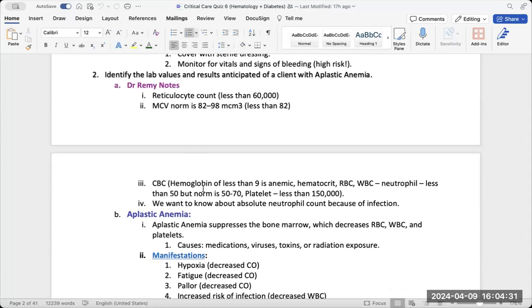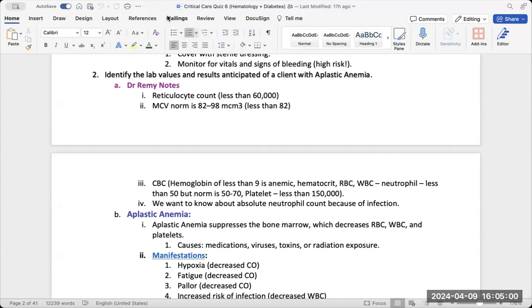So for this specific question, I want you to think they have basically pancytopenia, right? They have a decrease in everything. White blood cells, red blood cells, platelets. So we have to think about, right? Not only do we have to worry about activity intolerance for someone who has aplastic anemia, we also have to put them on neutropenic precautions because they're at risk for infections because of a decrease in white blood cell count as well, and they're at risk for bleeding because of decreased platelets.